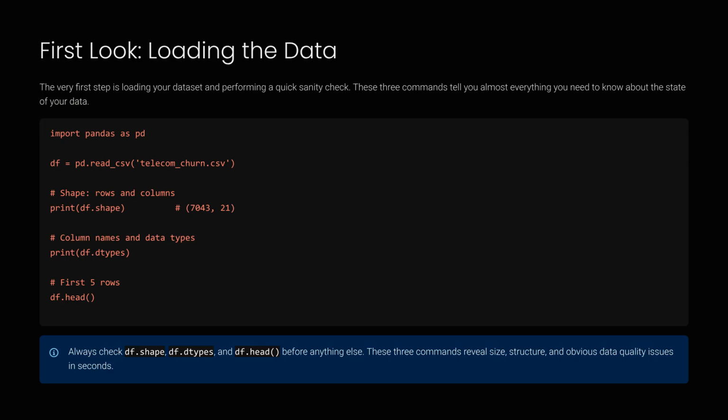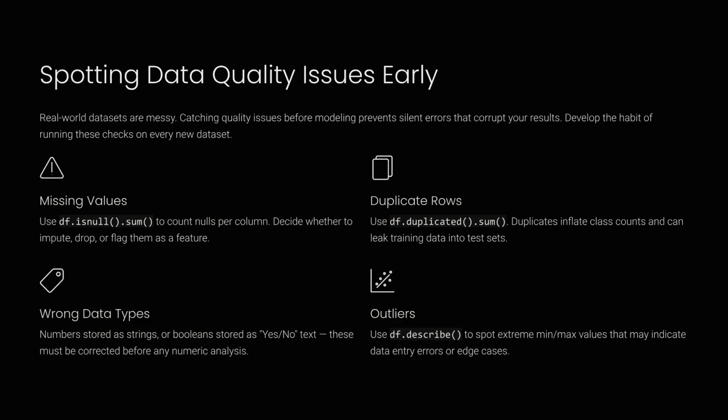To get started, load your data using pandas and perform a quick sanity check using these 3 commands: shape, dtypes, and head. These reveal the size and structure of your data. Always check for data quality issues like missing values, duplicates, wrong data types, or outliers. Addressing these early prevents errors from polluting your model.